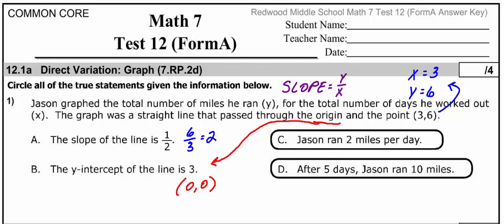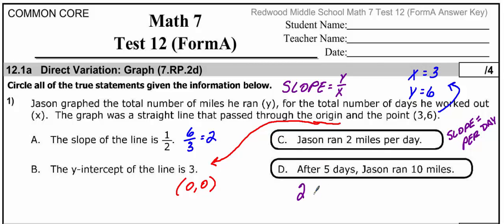I did circle C. Now you might have just circled the letter and that's fine. C is correct because Jason ran 2 miles per day. That's the statement. And what we know is that the slope equals how much he runs per day. So since the slope was 2, we know that he ran 2 miles per day. And then finally, after 5 days, Jason ran 10 miles.